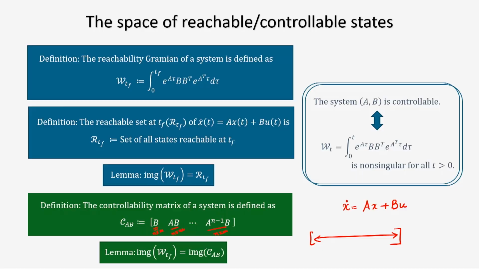Okay. Now, it turns out that the image of C AB, again this is a matrix, right. Since it is a matrix, we can talk about all the 4 fundamental subspaces that we had talked about in the linear algebra lecture, right. So, I can talk of the image of this matrix. It turns out that the image of this matrix is equal to the image of the controllability Gramian, which in turn is equivalent to the reachability set, or the set of controllable states.